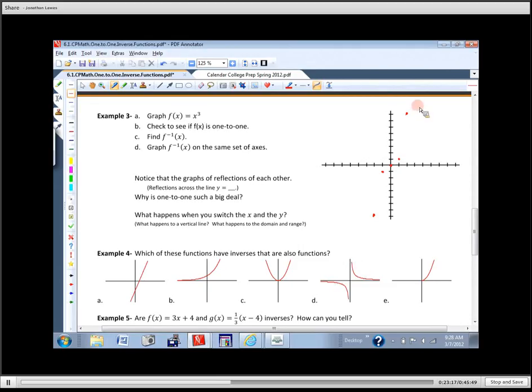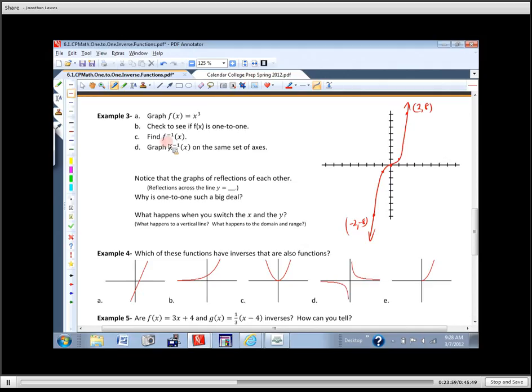So I'm going to label this point right here as 2, 8. I'm going to label this point right here as negative 2, negative 8. And we'll just trust that we've done a good enough job on the rest of it. Those are the only ones I'm going to label. So, nice, neat graph. Okay. Is it a one-to-one function? Yes, it is. How come? Passes the horizontal line test. It's a function because it passes the vertical line test, but it's a one-to-one function because it passes the horizontal line test. Okay? Then it says find f inverse.